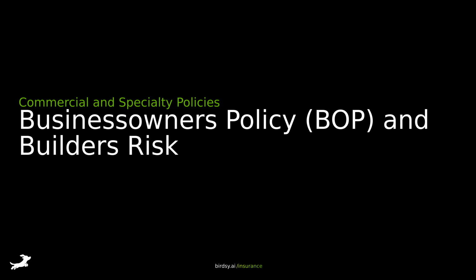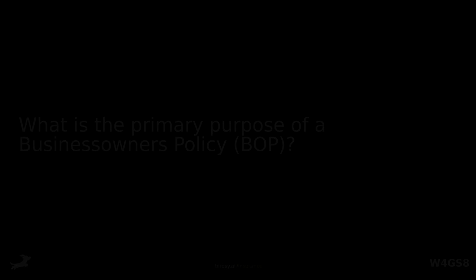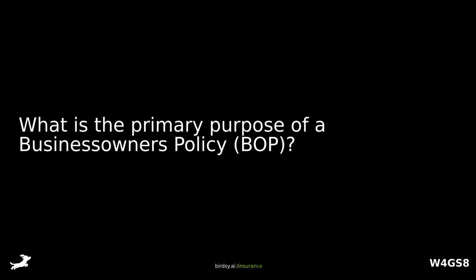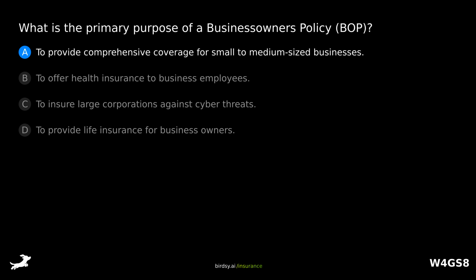Commercial and specialty policies: business owner's policy, or BOP, and builder's risk. What is the primary purpose of a business owner's policy? Is it A, to provide comprehensive coverage for small to medium-sized businesses, B, to offer health insurance to business employees, C, to insure large corporations against cyber threats, or D, to provide life insurance for business owners? The answer is A, to provide comprehensive coverage for small to medium-sized businesses.